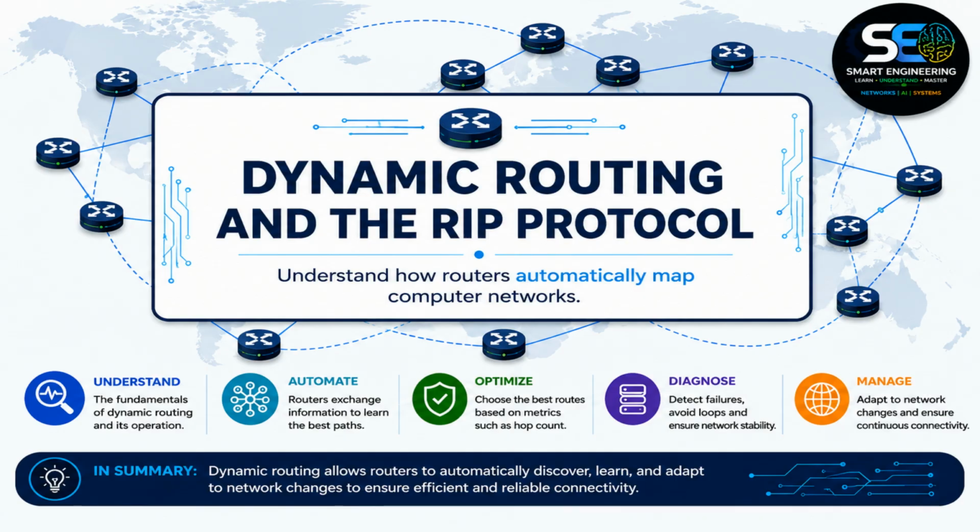We will also explore essential concepts such as metrics, hop count, routing loops, and the protection mechanisms used by RIP. By the end of this presentation, you will be able to understand the general operation of dynamic routing and configure a simple RIP protocol on a Cisco router.